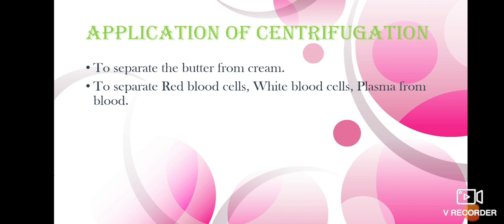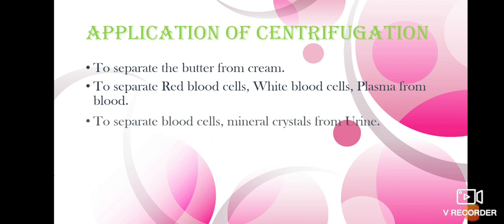Like this, here also red blood cells, which are the heavy particles, will stay at the bottom of the test tube. After that, white blood cells, which are lighter particles compared to red blood cells, will stay upon the red blood cells. And the plasma, which is a very light particle, will stay on the top or upper surface of the blood. Like this we can separate the red blood cells, white blood cells and plasma from blood.